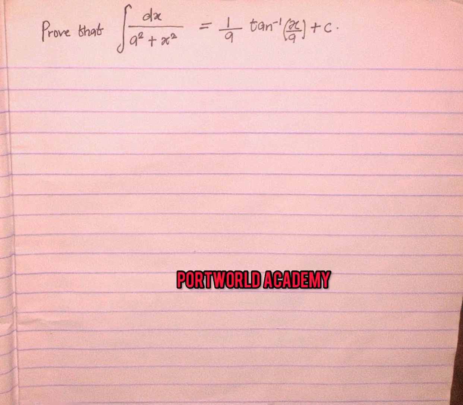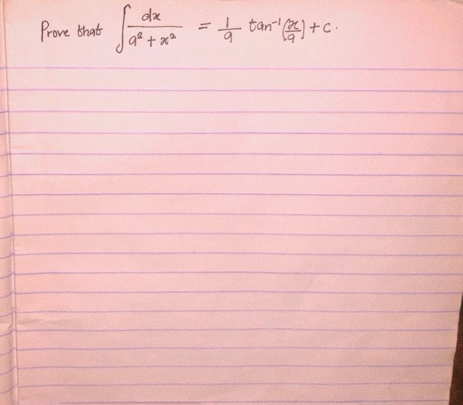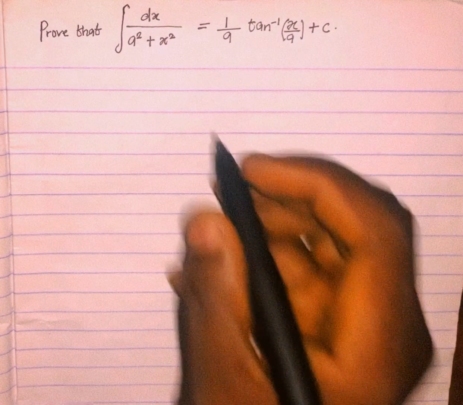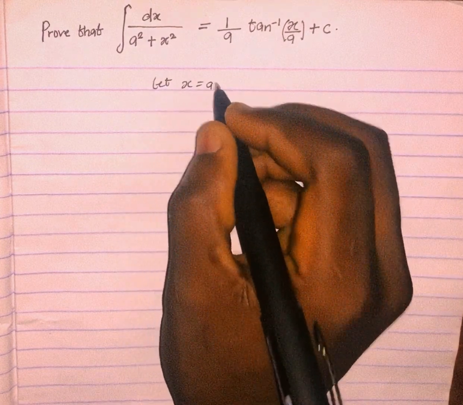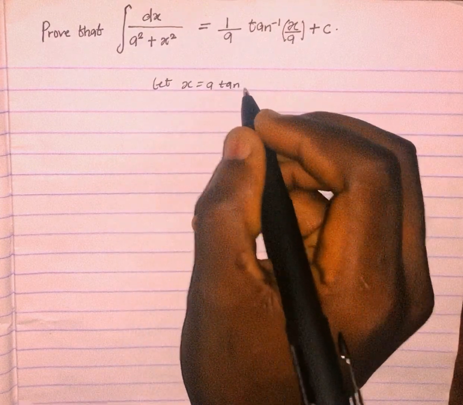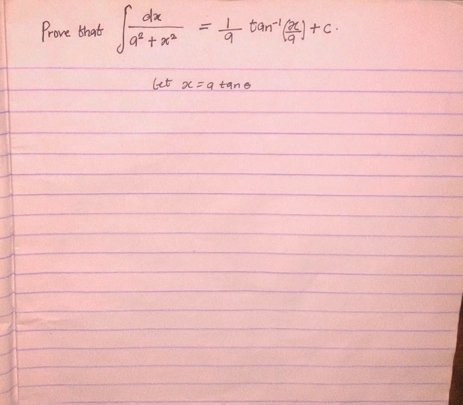In this video, we are going to prove that the integral of dx divided by a squared plus x squared equals 1 over a tan inverse of x over a plus c. At first, we say let x equals a tan theta. Then let's square both sides.